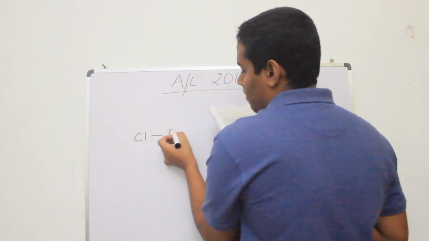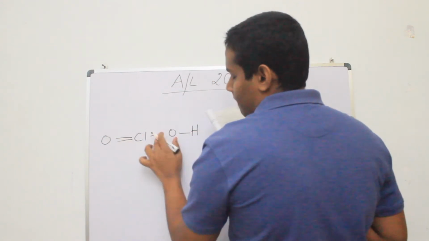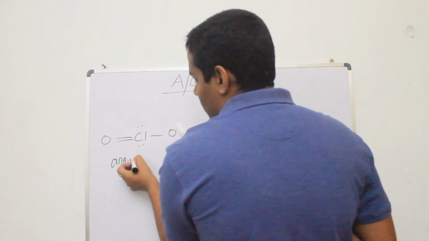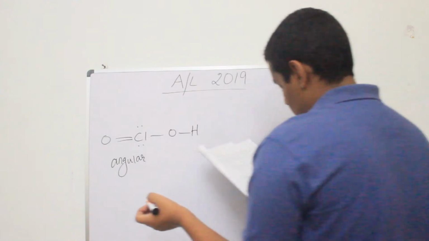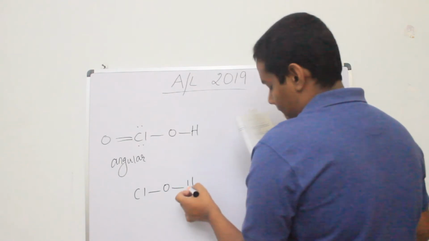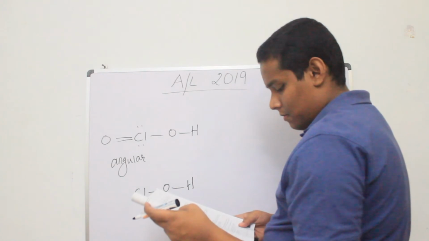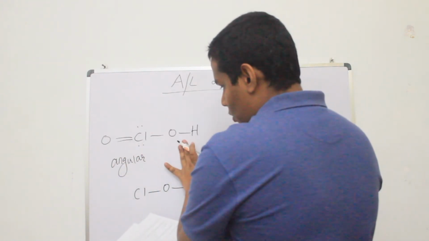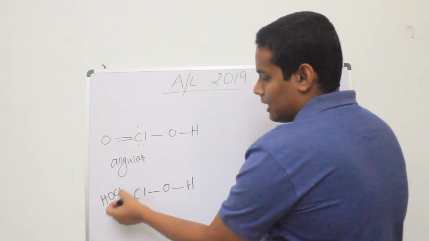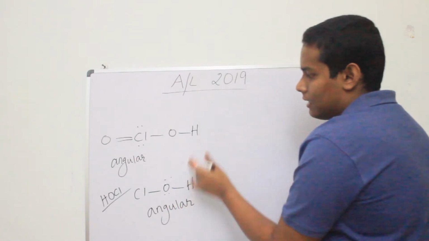HClO2. Angular. Next one, HOCl. I forgot that. HOCl. This is HClO2, this is HOCl. HOCl is what? Angular. This is HClO4.